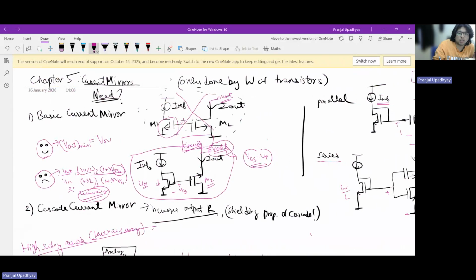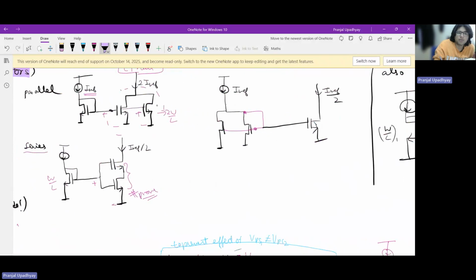Another thing that we must realize here is that typically sizing or current mirroring is done only by changing the W of the transistors. That is the width of the transistors. And why is that so? It is so because if you try to mirror currents by ratioing lengths, it does not typically work, for two reasons.